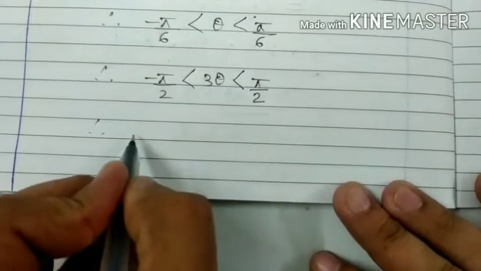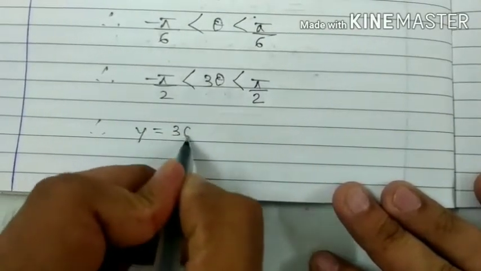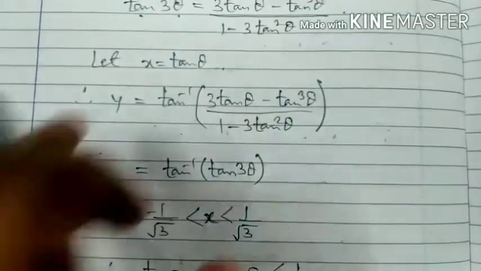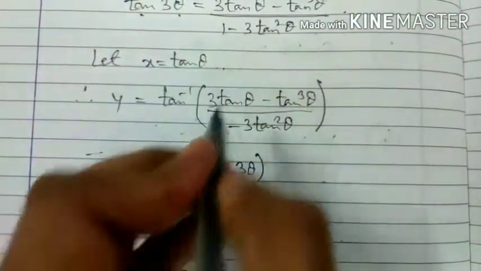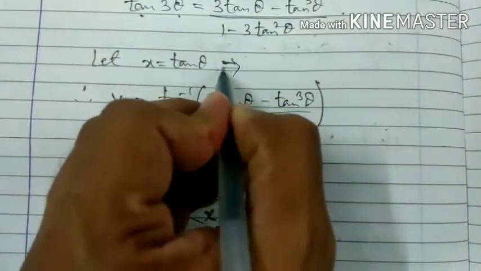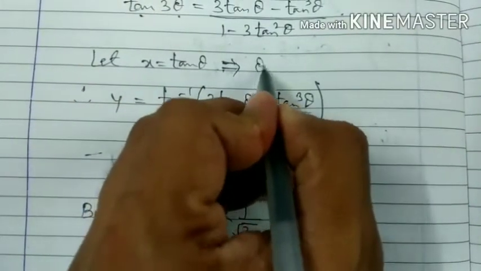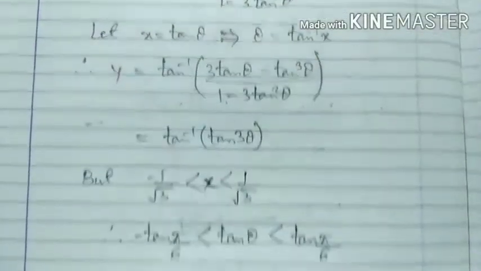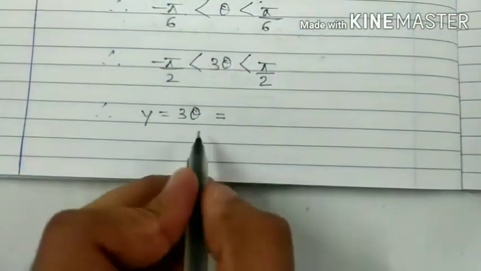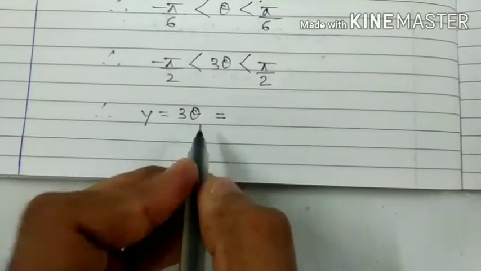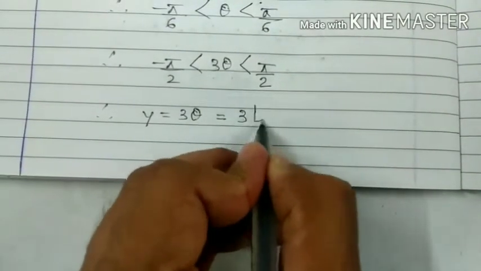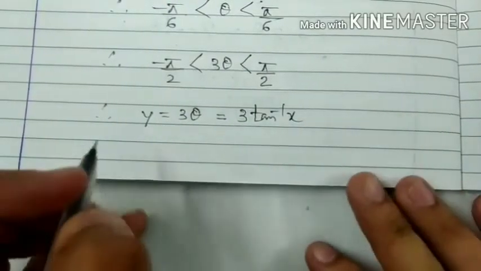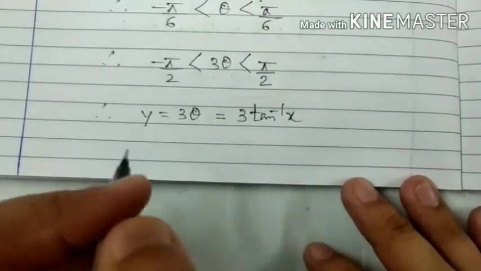Therefore y equal to 3 theta. Now x equal to tan theta we have assumed. So from this we can write theta equal to tan inverse x. So putting value of theta, tan inverse x here, so we are getting y equal to 3 tan inverse x. Now this is simplified term.